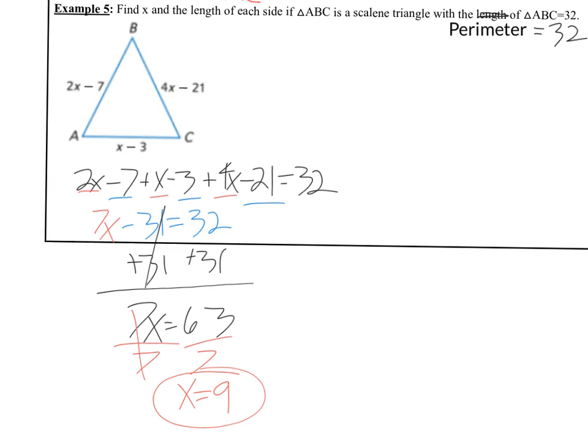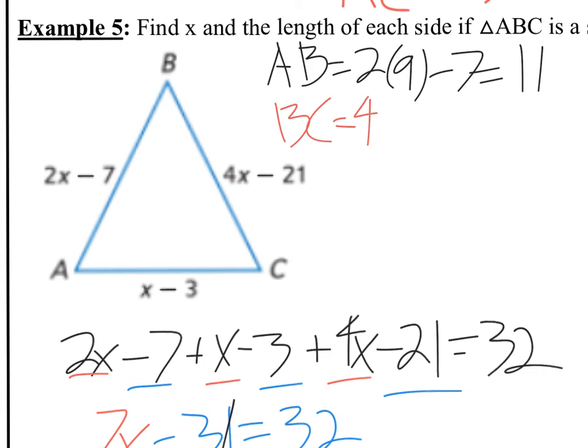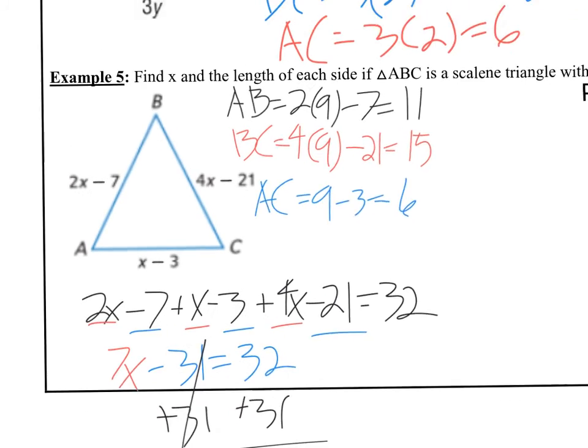So when I plug this back in, you should have 3 different answers. And then if you want to check your work, add them all back up, and they should equal 32. So AB is going to be 2 times 9, that's 18, minus 7, that's 11. Then BC is going to come next, and that's going to be 4 times 9, that's 36, minus 21, that leaves 15 behind. And then I have AC, which is just going to be 9 minus 3, which is 6. So if you want to check your work, what's 11 plus 15? That's going to make 26. What's 26 plus 6? That's 32. So you know you did it right that way.